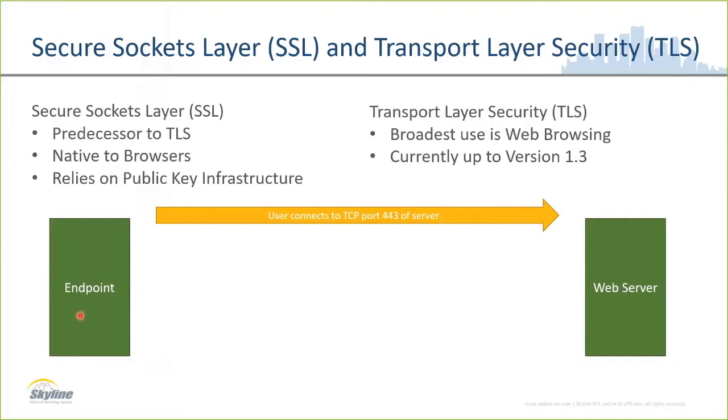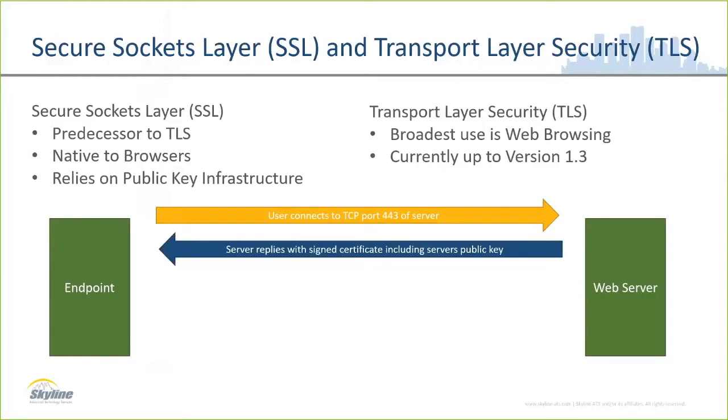And it's going to go to www.skyline-ats.com and say, hey, validate that you are who I think you are. What's then going to happen is the server is going to respond with a signed certificate, including the server's public key. And so the server is going to say, here are my credentials so that you can validate who I am. The endpoint is then going to validate that against its own certificate store in its browser.